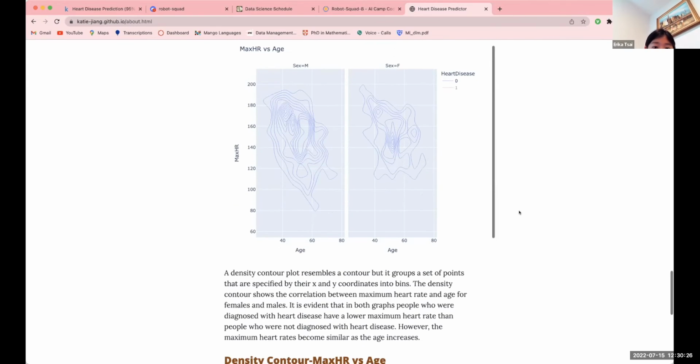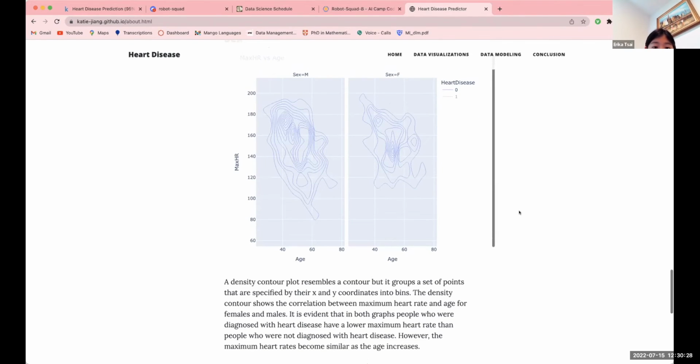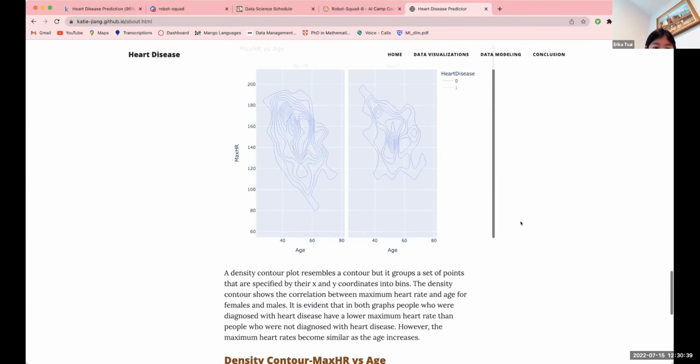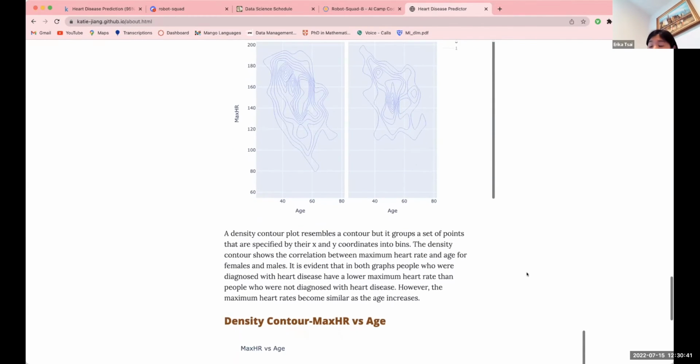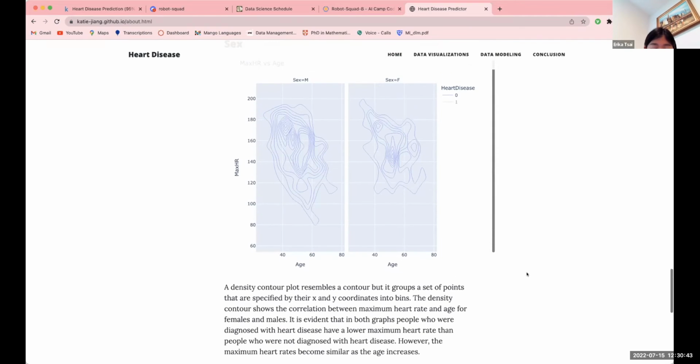A density contour plot resembles a contour, but it groups a set of points that are specified by their x and y coordinates into bins. It is evident that in both graphs, people who were diagnosed with heart disease have a lower maximum heart rate than people who were not diagnosed with heart disease. However, the maximum heart rate becomes similar as the age increases despite their sex.